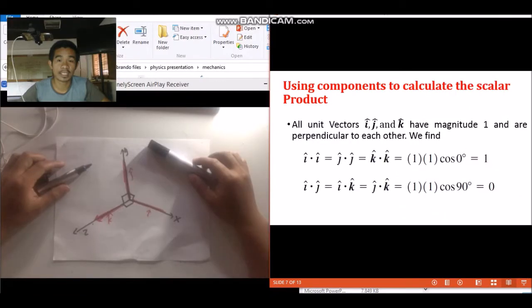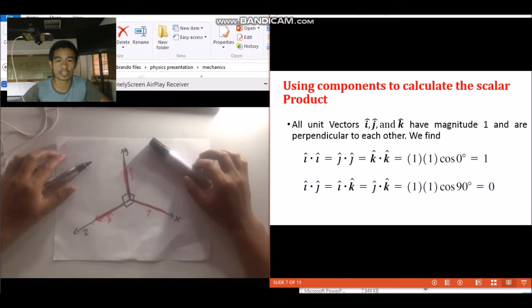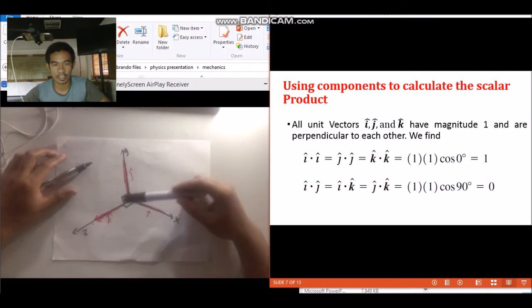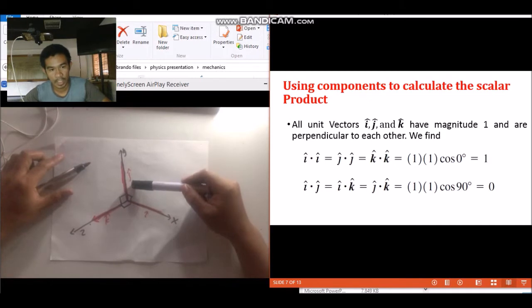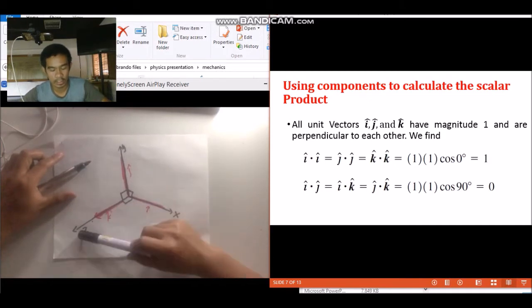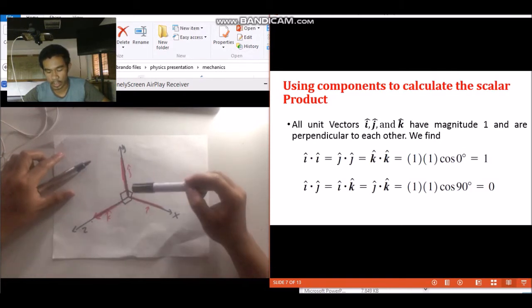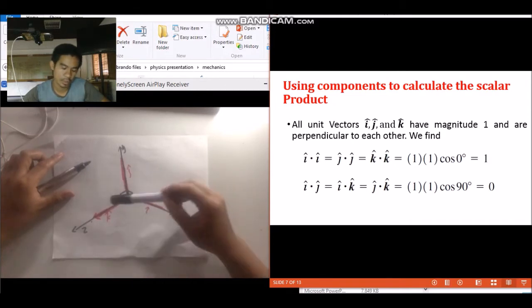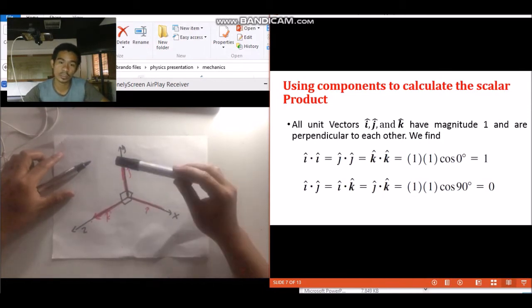This time we're going to calculate the scalar product of two vectors using their components. Okay, so I have here the x, y, z axes. The unit vector along the x axis is i hat, the unit vector along the y axis is j hat, and the unit vector along the z axis is k hat, and these three vectors are perpendicular to each other. j hat is perpendicular to i hat, y is perpendicular to x, x is perpendicular to z, and z is perpendicular to y. Z is also perpendicular to x, and x is perpendicular to y.